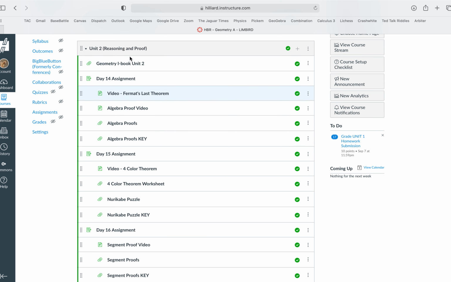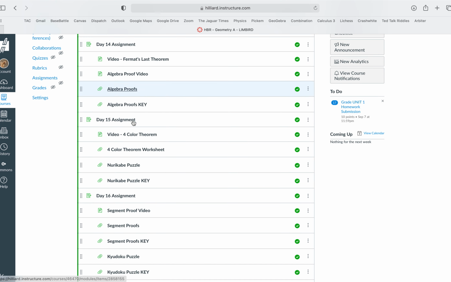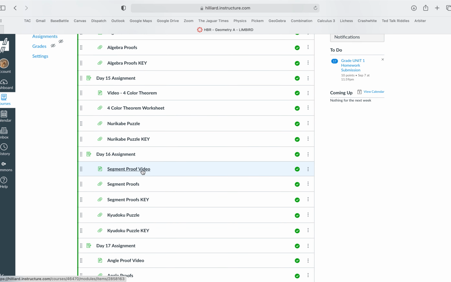One, and this is where we're at right now, we're in reasoning and proofs. So you're going to have a video, a worksheet, and in this case, we're going to have a logic puzzle because that's really the assignment of the day. But again, you can see the same thing. Video, segment proofs, and then a segment proof key, and then maybe a puzzle. So hopefully this gives you a good idea of the resources you have on Canvas.